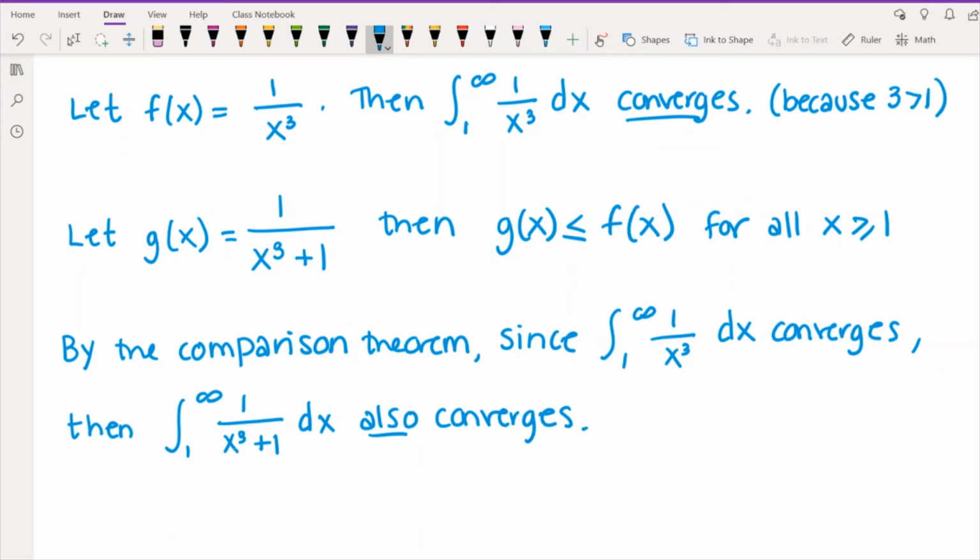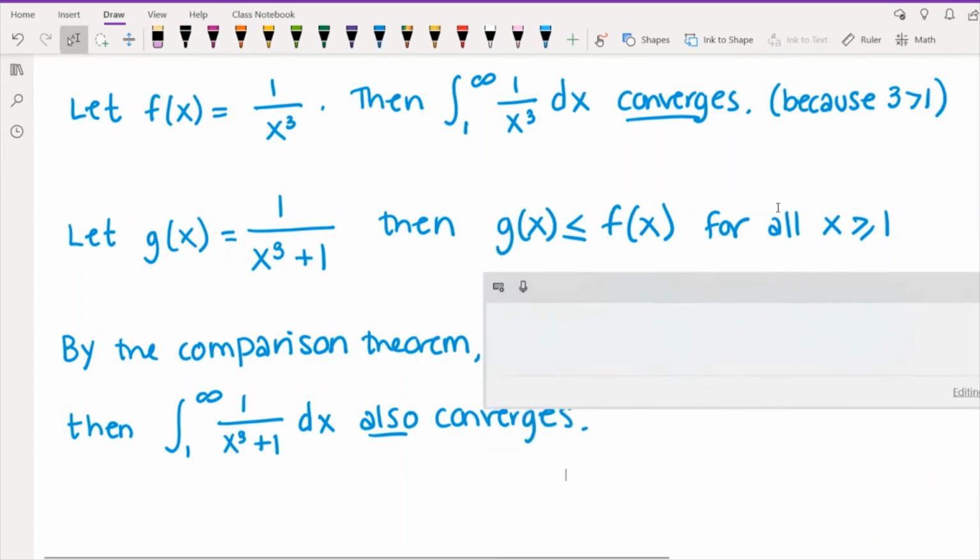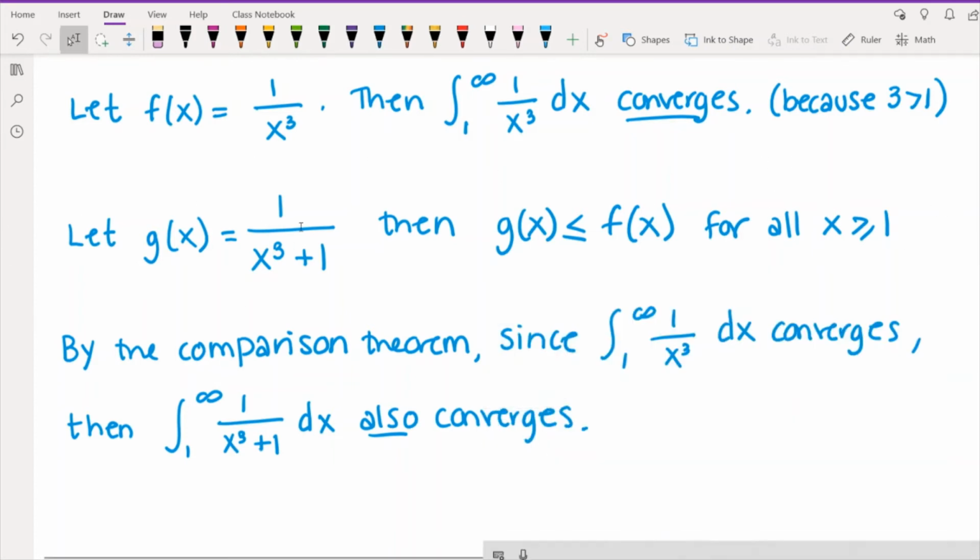So let's look at the graphs of these just to really convince you. But I think it's really valuable that you understand this idea that if you make the denominator of a fraction bigger, it makes the fraction smaller. That's really what's going to come into play on a lot of these.